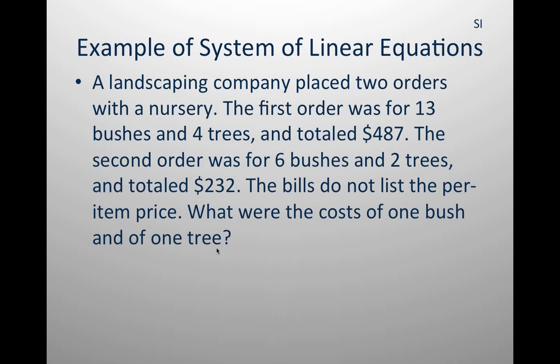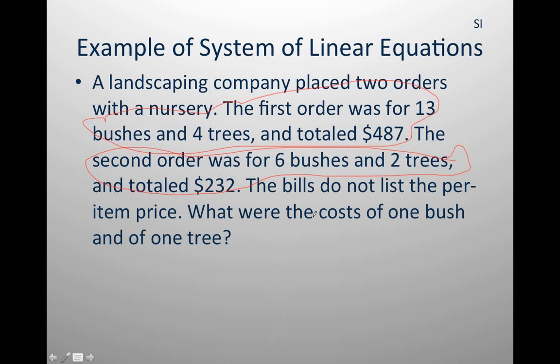Here's a problem right here. It says the first order was 13 bushes and 4 trees and it totaled $487. The second order was for 6 bushes and 2 trees and it totaled $232. Okay, what were the costs of 1 bush and 1 tree? Now the system in this case, I'm going to go ahead and lay out the equations for you. This one right here is going to be one equation. We can see there are 2 separate problems, 2 different situations that need to be described. That's going to be one, and the other one is going to be right here.